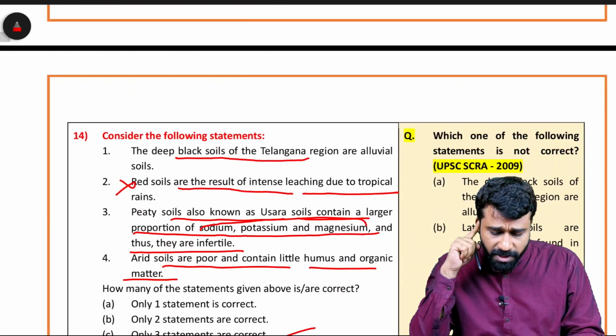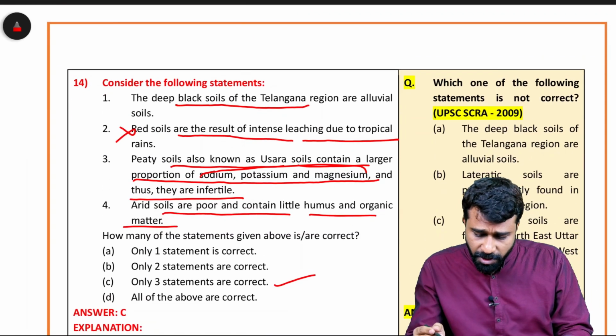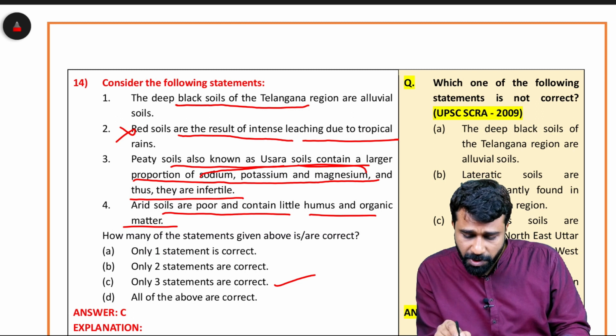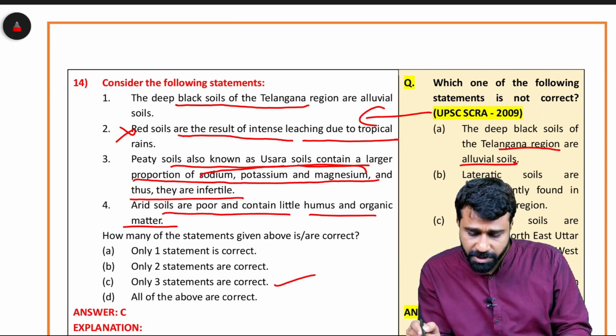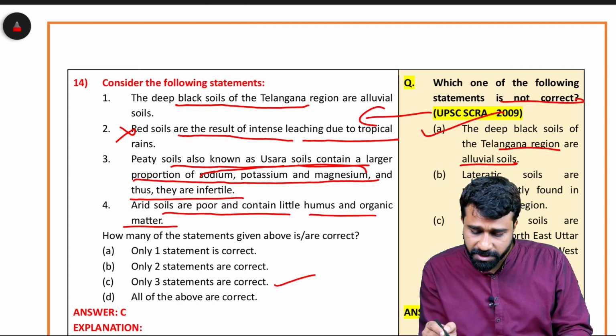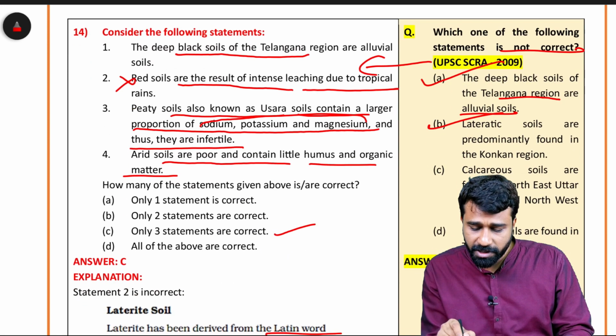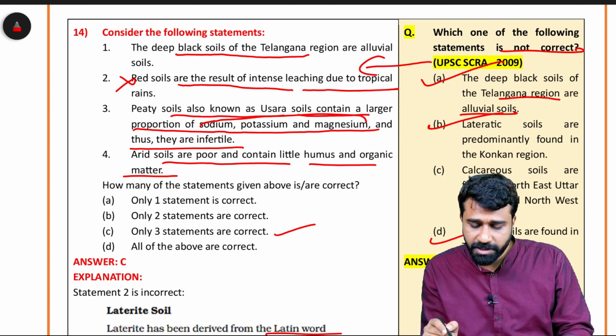Deep black soils of Telangana region are alluvial. Coming to this part, calcareous soils are found in the northeast, and deep black soils of the Telangana region are alluvial. Okay, this is an SCRA question from 2009, which is not correct. The first statement is correct: laterite soils are predominantly found in the Konkan region. Statements A and B are correct, and Bhangar soils are found in the Terai region. This is also fine. Calcareous soils, this is wrong.